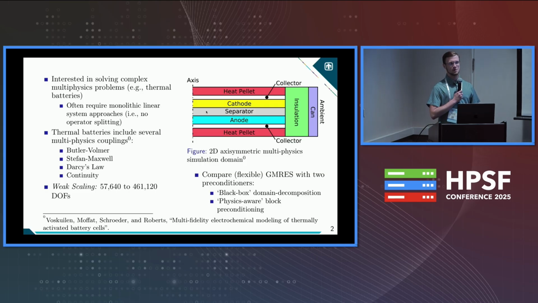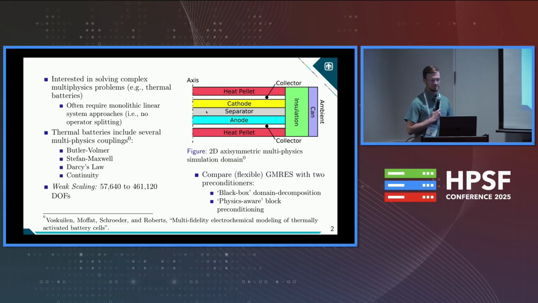So first, I'm going to motivate what sort of problems we're interested in. And these are generic complex multiphysics problems. So for example, I have highlighted here a thermal battery use case, which ends up coupling 15 different PDEs together, including this coupled Butler-Volmer potential, as well as Stefan-Maxwell diffusion, Darcy's law, and also various continuity solves. So it's a very complex multiphysics system.